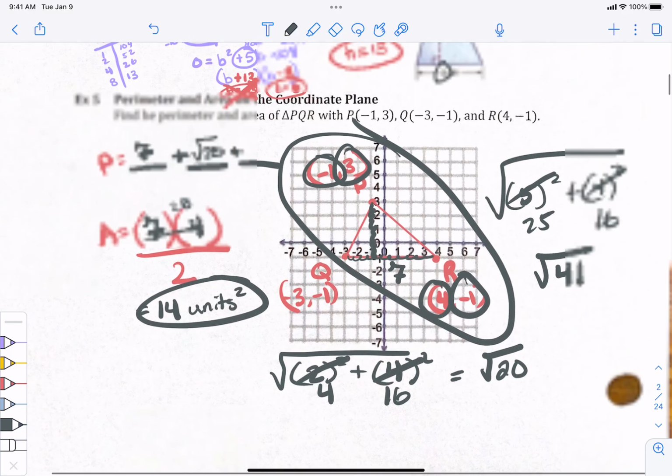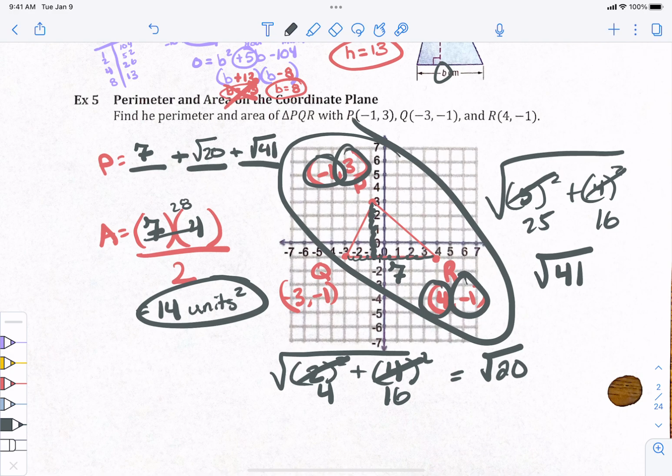You can stay here. We'll be done in like 30 seconds. The square root of 41, and if I add all those together and get a decimal, it was like 17 point something. 7 plus the square root of 20 plus the square root of 41. Enter. 17.88, and that's just units. Adding all those up. Okay? Good? Not too bad? Okay.